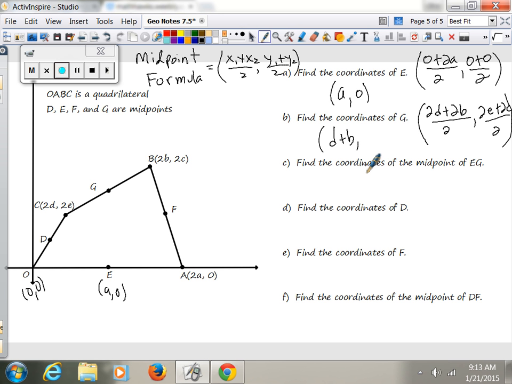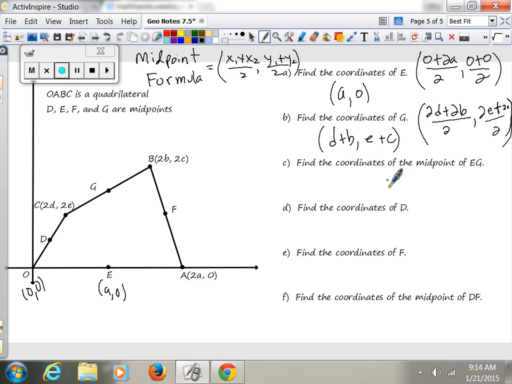E plus, should have been C, not D. Oh, it was a C. But when I put my parentheses, it made it look like a D. So this is actually 2C right here. Plus 2C. Okay, so it's E plus C right here. So that's your point G right there.